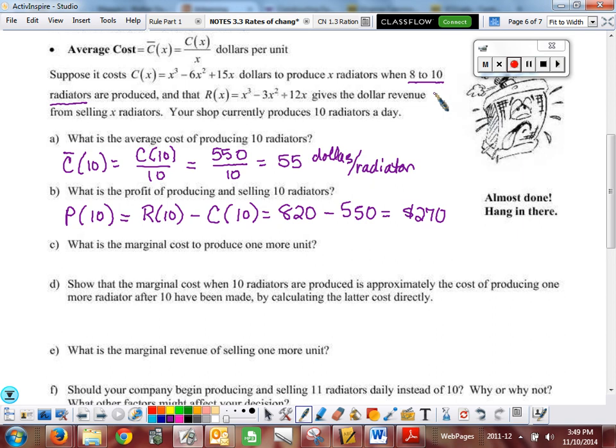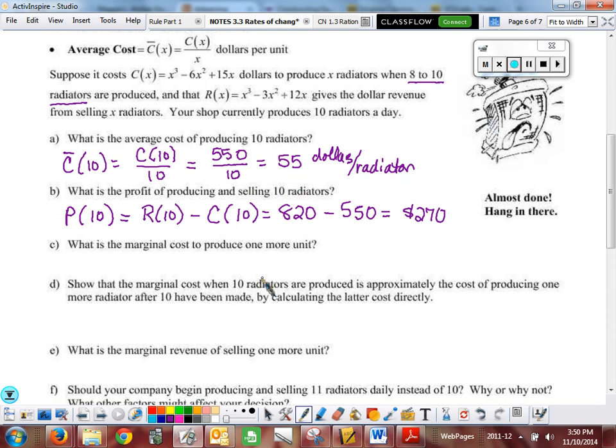So we're basically trying to use what's happening now to help us predict what's going to happen in the future. We want to produce one more unit, and we want a cost per unit to figure out how much more. Should I only look at the average cost? Right now it's costing me $55 per radiator.